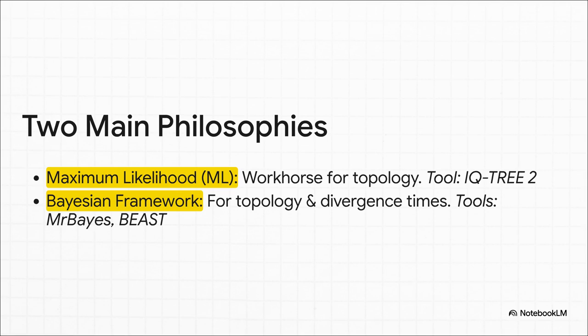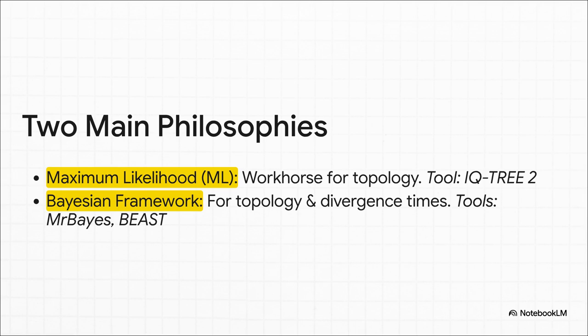Now, in this world, there are really two main philosophies. First, you've got maximum likelihood, or ML. This is the absolute workhorse of the field. It's laser-focused on finding the single best tree topology and branch lengths, and a tool like IQ-TREE 2 is an absolute powerhouse here, especially with its automated model selection.